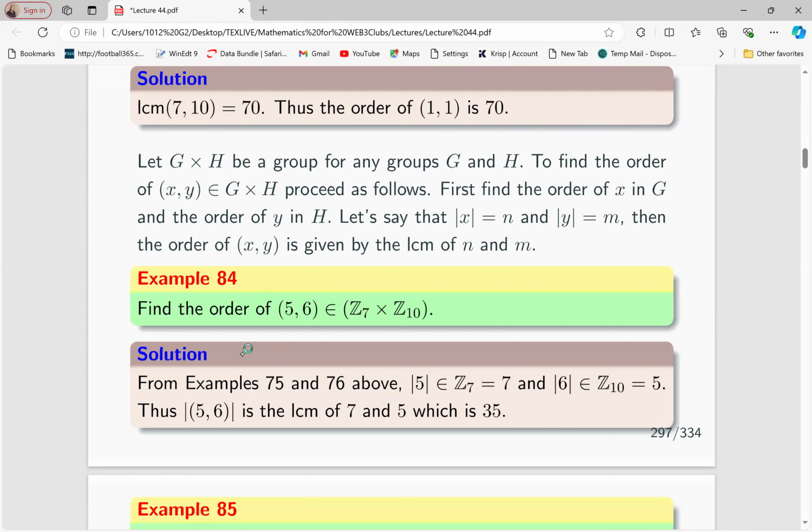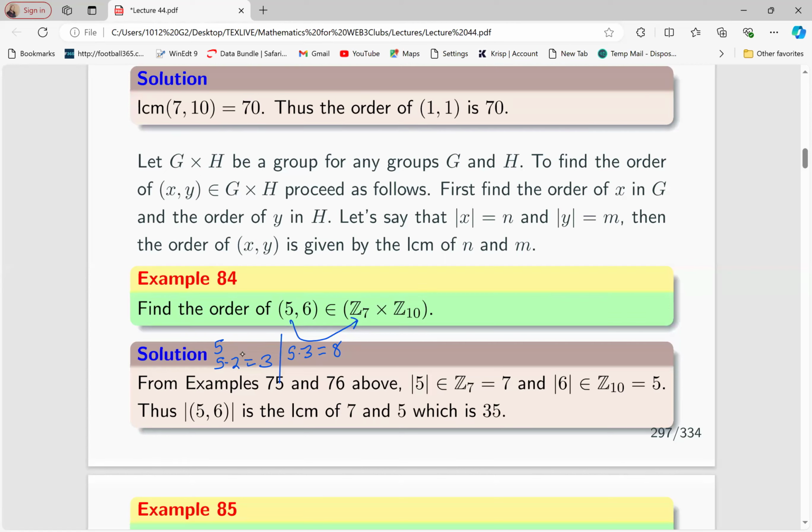What's the order of 5 there? The order of 5 there is the number of times we are going to add 5 to itself to get 0. So 5 once is just 5. 5 twice is 10. Mod 7, that is 3. 5 thrice is like 8, because that would be 15 mod 7.